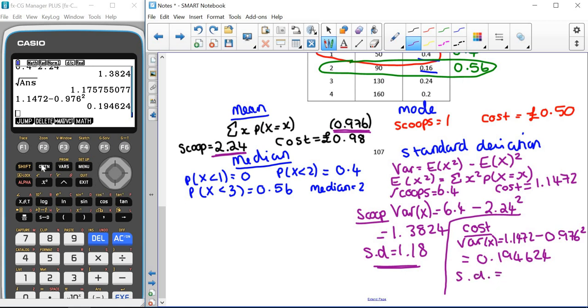For the standard deviation, we want to square root that answer, which gives us 0.441 for our standard deviation for the cost.